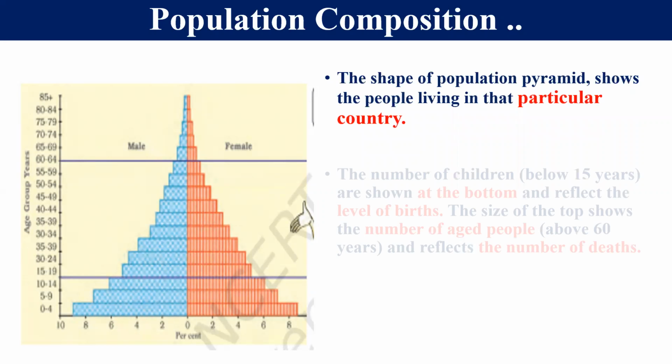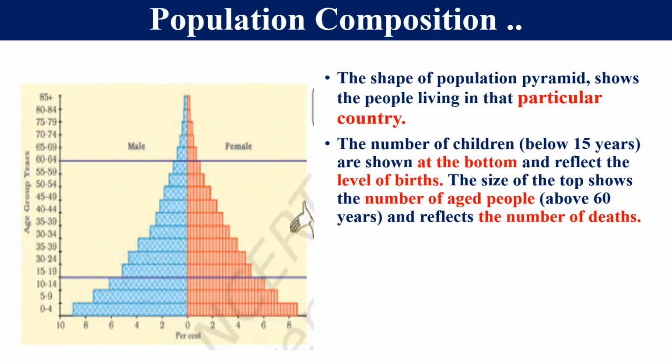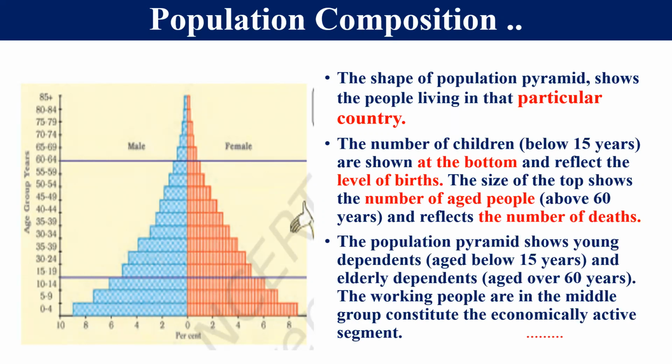So dear student, if we study the shape of the population pyramid, it shows the people living in that particular country. The number of children below 15 years is shown at the bottom. It reflects the level of the birth rate. The size of the top shows the number of aged people above 60, and it reflects the number of deaths. The population pyramid shows young dependents, age group 15, and elderly dependents, age group of 60 years. And the working people are in the middle group. They constitute the economically active citizens. And you can see the situation.